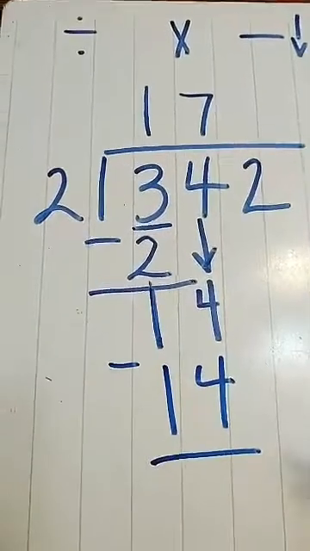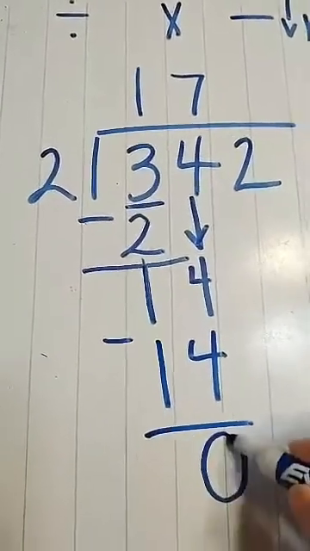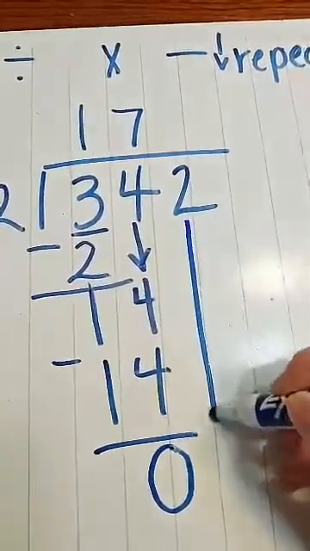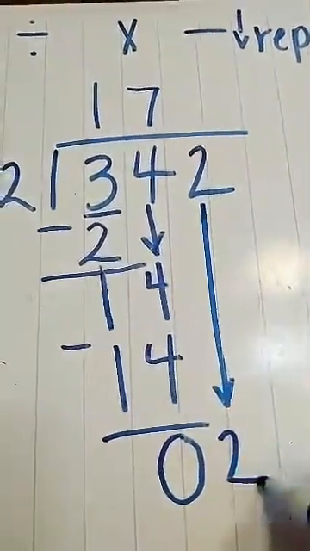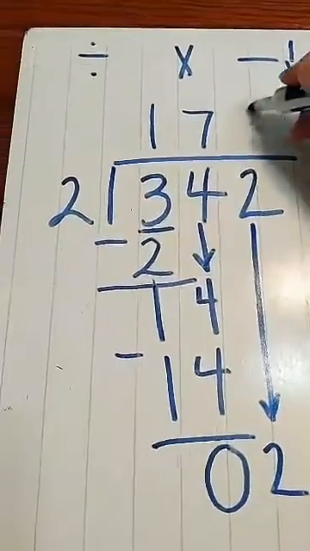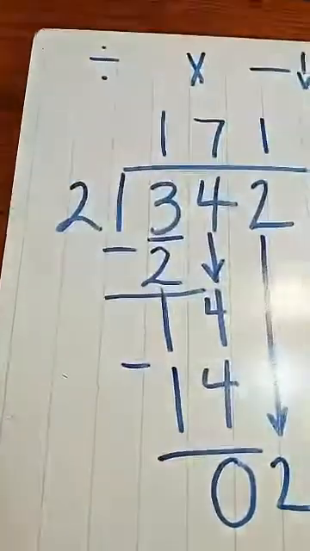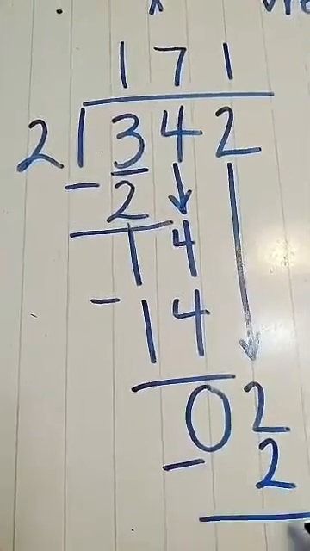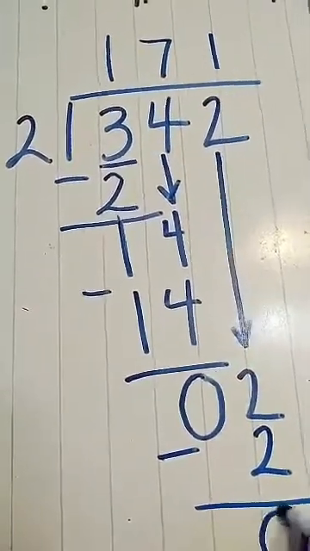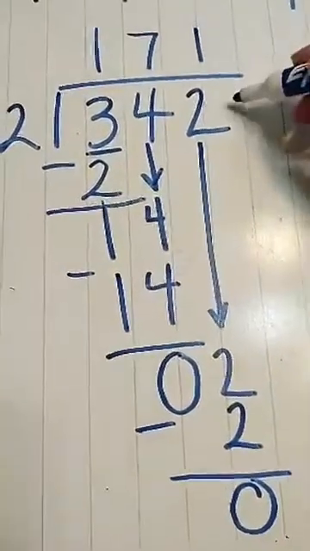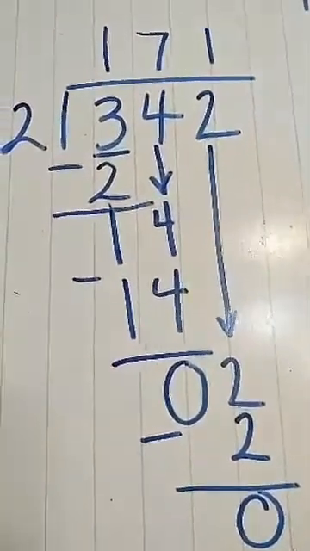We get 0. But remember, we need to bring it down because we still have a number up there to use. So I bring it down. How many times does 2 go into 2? You're right, 1 time. 1 times 2 is 2. Subtract 2 minus 2, 0. No remainder. And I can't bring anything down because I'm out of numbers here.